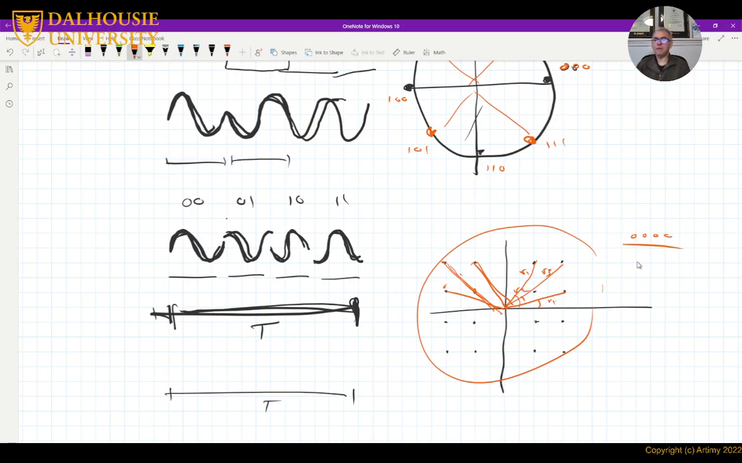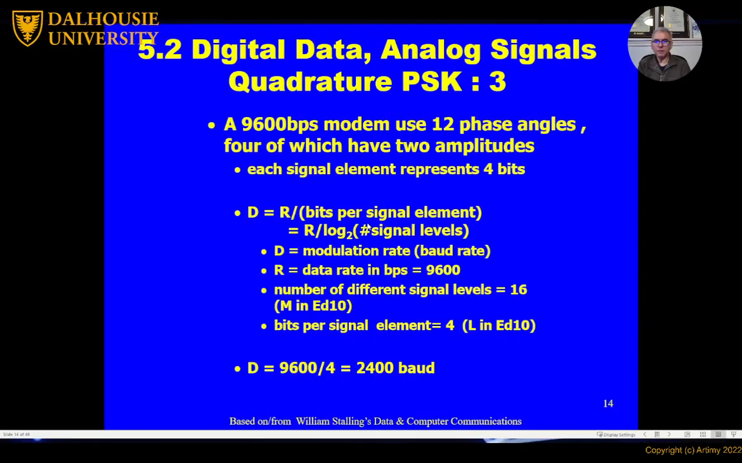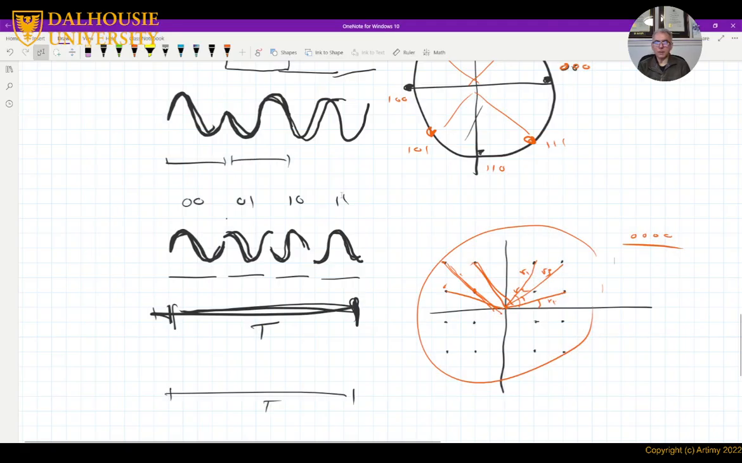So now I have to add a new piece of information. It's called the baud rate or the modulation rate. So I have the bit rate, which is the number of bits I can send in a second. But then I have also the modulation rate, which is how many signals I need to send per second. Okay. So here, a good example that I saw before.